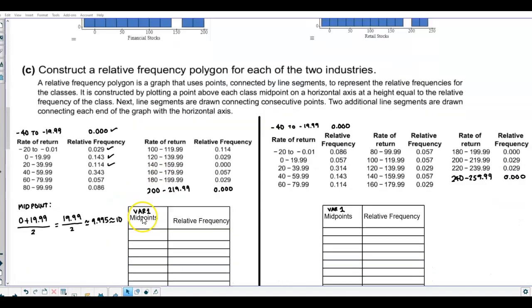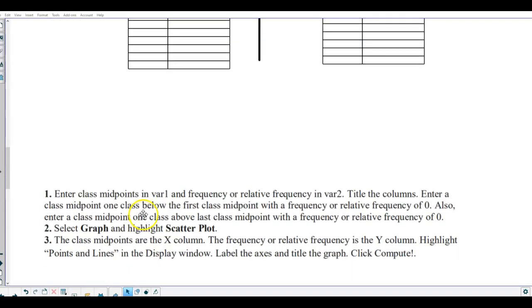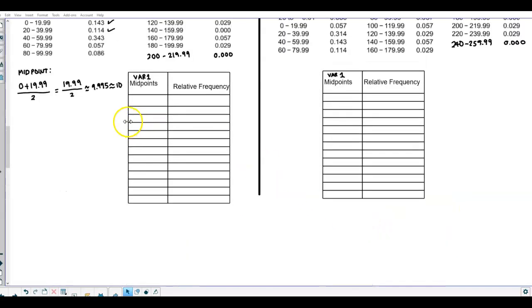Now before we come back up here, we need to look at how we need to graph this. When we graph this in StatCrunch, we have to enter class midpoints in the column variable 1 and the frequency or relative frequency in variable 2, and then title the columns. Now we're going to enter a class midpoint one class below the first class midpoint with a frequency or relative frequency of 0. Also, we're going to enter a class midpoint one class above the last class midpoint with a frequency or relative frequency of 0. So let me show you what I mean by that.